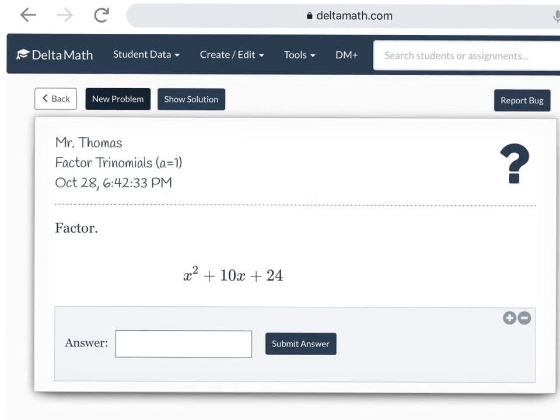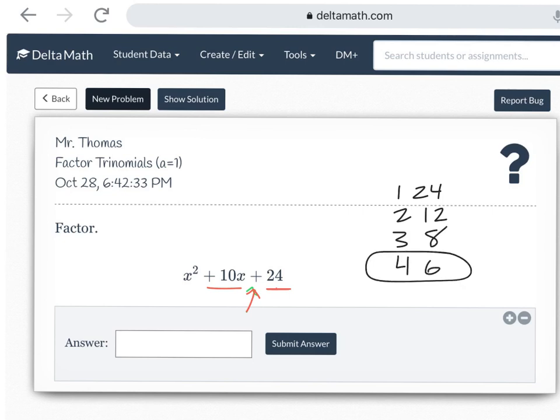All right, let's see the next problem. Okay, what has changed about this problem? This is now a plus, so how do we read this? Factors of 24 that add to give me positive 10. Okay, so I'm going to list my factors of 24: 1 and 24, 2 and 12, 3 and 8, 4 and 6 add to give me 10.